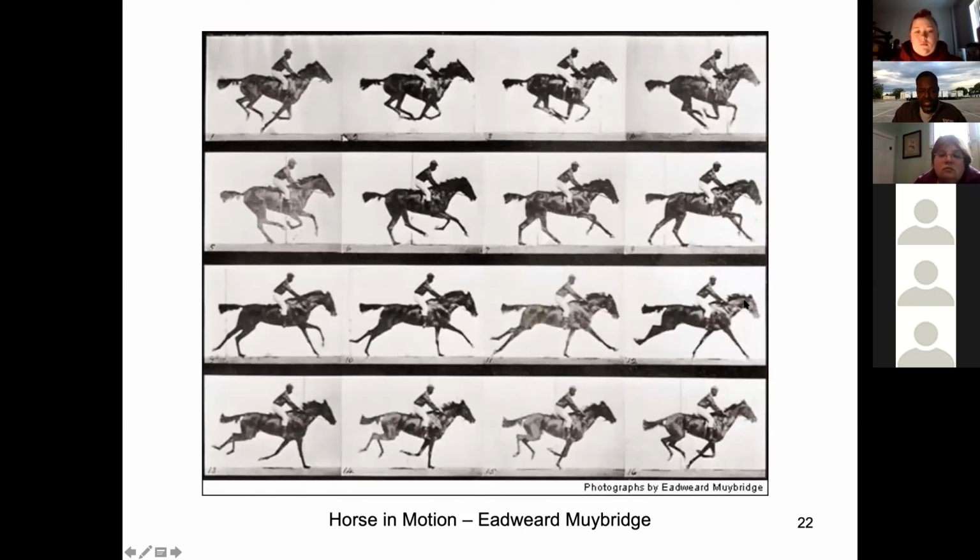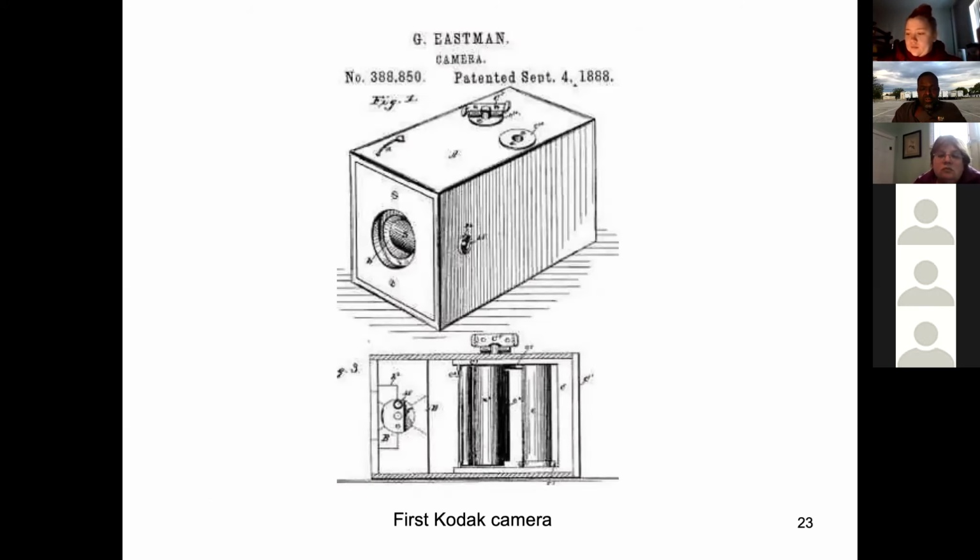And so he was the one who proved that at one time all four hooves of a horse are off the ground. There's that first commercially successful camera, the Kodak Brownie. Basically, you see, it's a camera obscura, a box, and it's film. 120 roll film was rolled inside of it, and you would send the whole camera back to the company to get it developed, and they'd send you back another camera with film loaded in it, 100 shots.